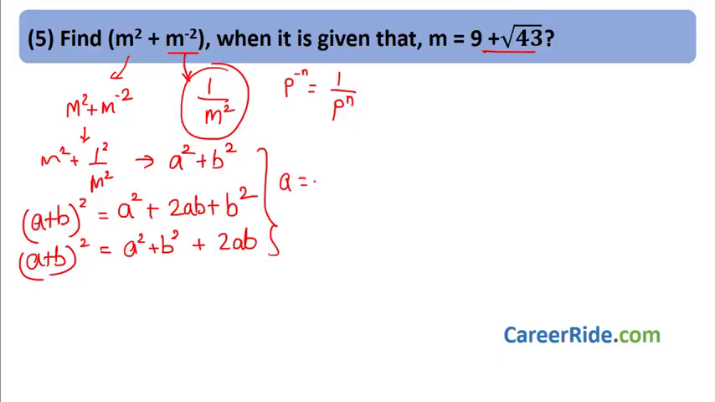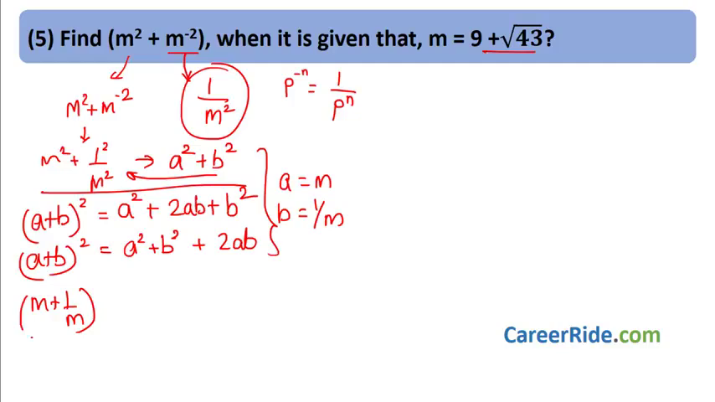Over here a will be m and here b will be 1 by m, correct? If we are saying that this is similar to this, then a will be m and b will be 1 by m, correct? So what we will have over here, m plus 1 by m, the whole square would be what? It would be a square plus b square, m square plus 1 by m square, that is m square plus 1 by m square plus 2 into m into 1 upon m, cancel out. Okay, now what do we have? m plus 1 by m, the whole square.